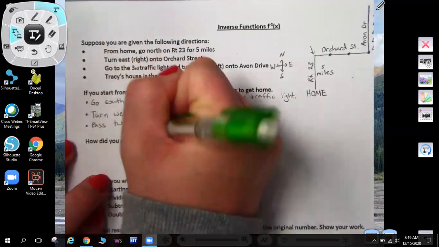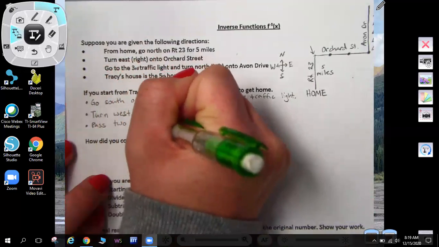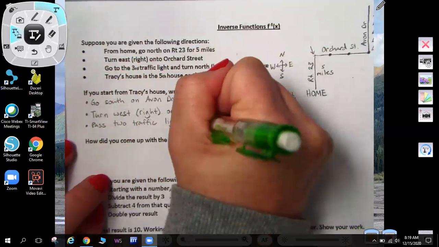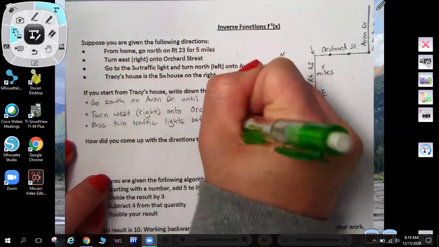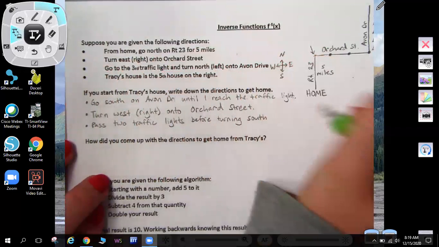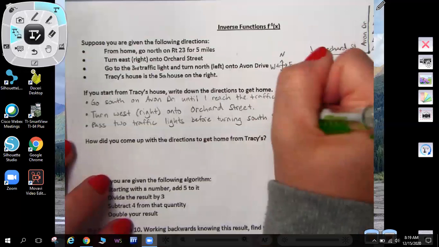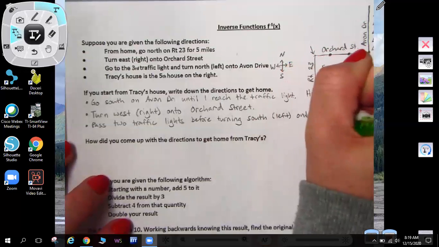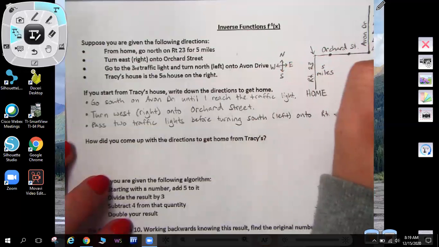Pass 2 traffic lights before turning south. And that would be a left turn. So in parentheses, we put left, onto Route 23.